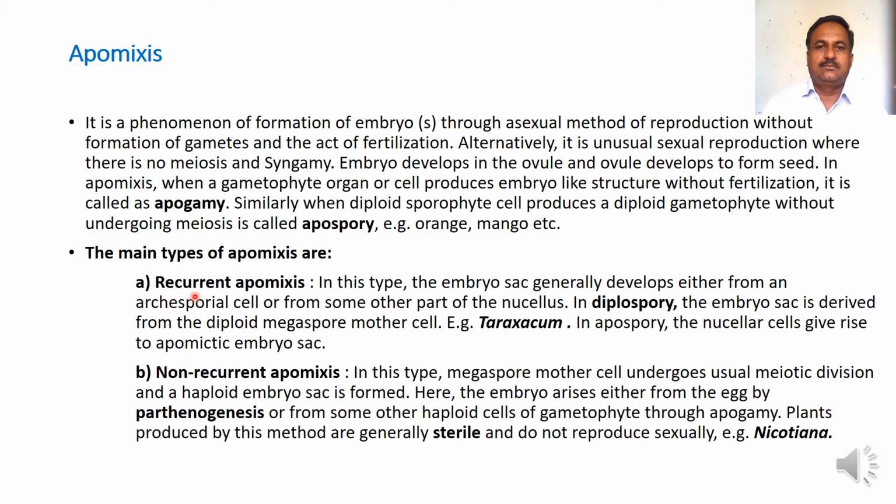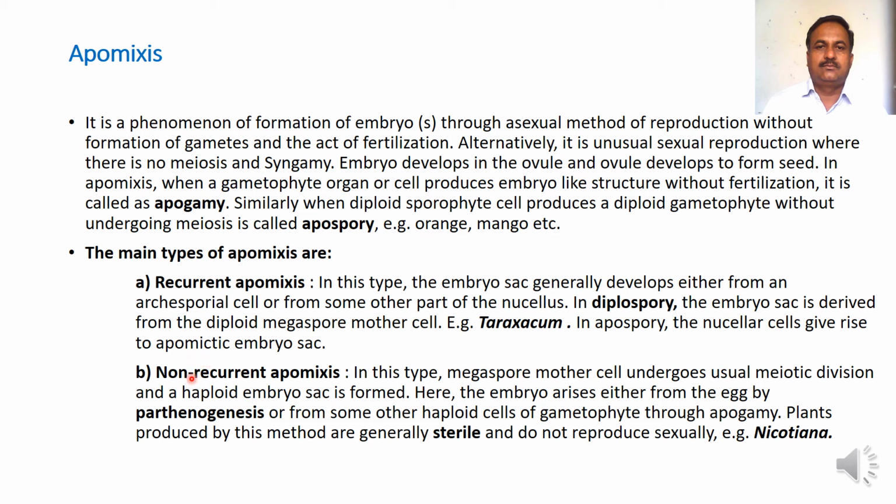Now see recurrent apomixis. In this type, the embryo sac generally develops either from an archesporial cell or from some other part of the nucellus. In diplospory, the embryo sac is derived from the diploid megaspore mother cell. For example, Taraxacum. In apospory, the nucellar cells give rise to the apomictic embryo sac.